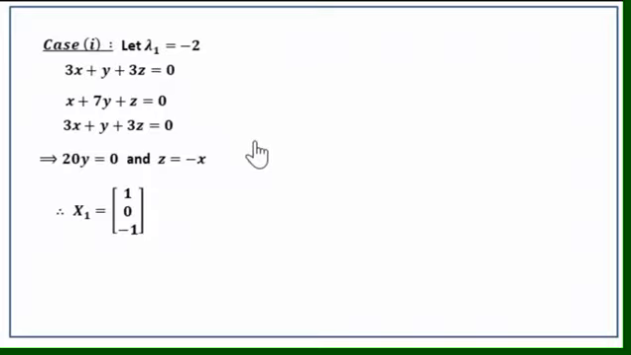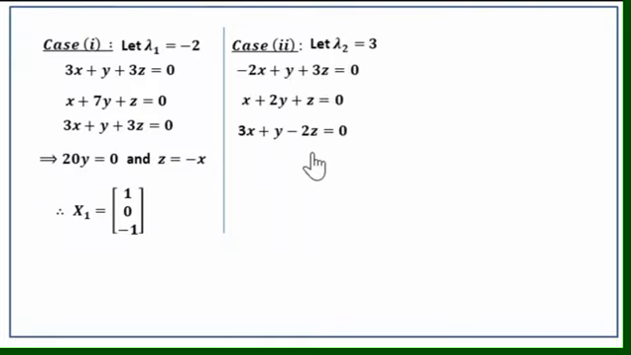Next, we'll take the second eigenvalue lambda equal to 3 in the homogeneous system of equations, and we get these three equations. Here multiply the second equation by 2, so it will be 2x plus 4y plus 2z equal to 0. Then multiplying by 2 and adding the two equations, this will be 0, and here y plus 4y, 3z plus 2z, that is 5y plus 5z equal to 0, or y plus z equal to 0, y equals minus z.